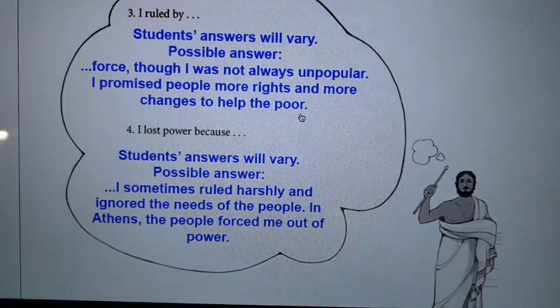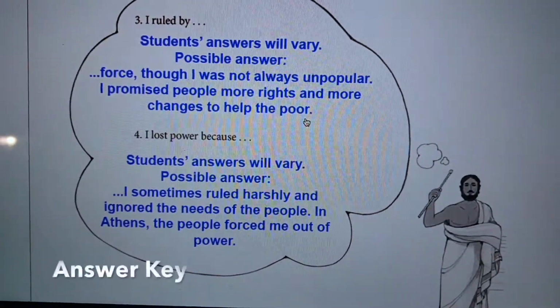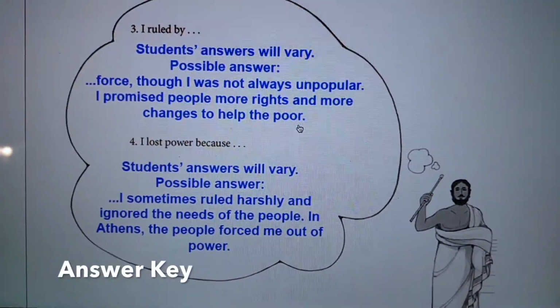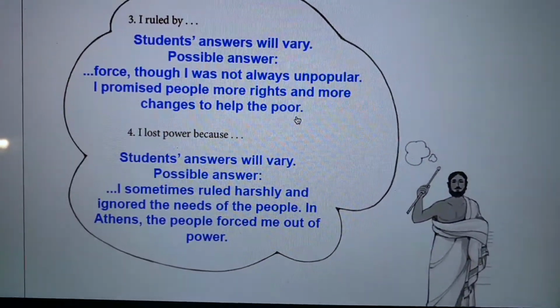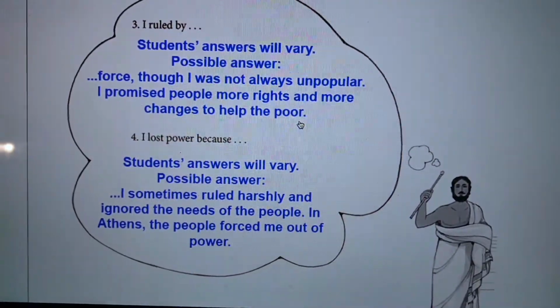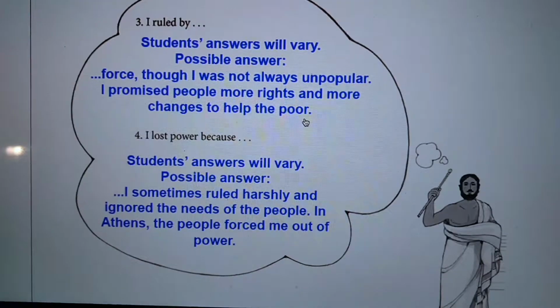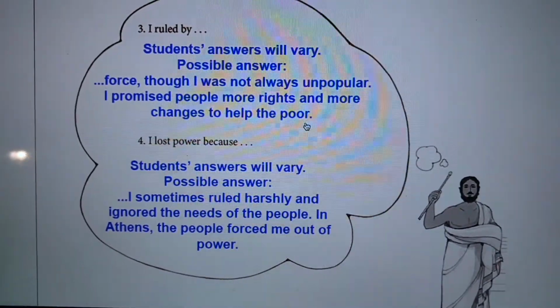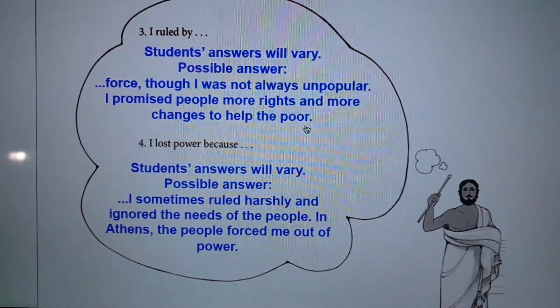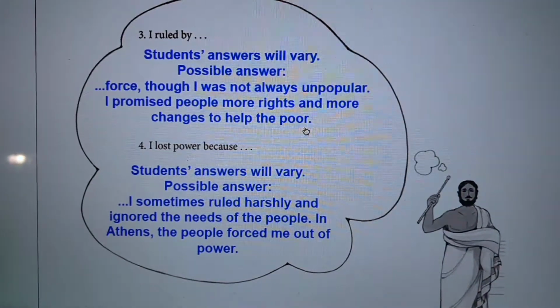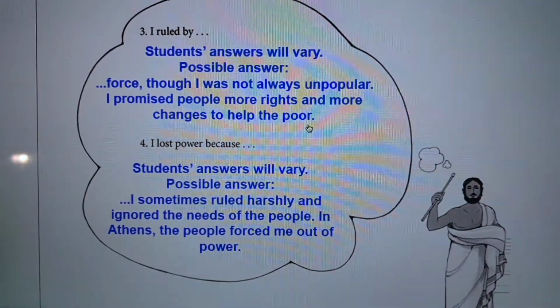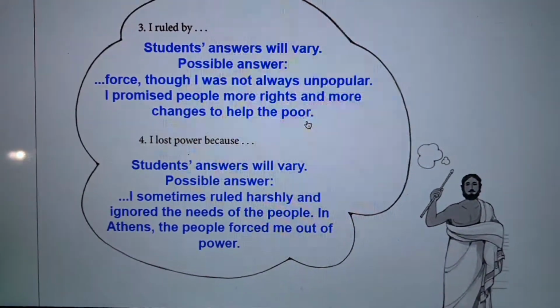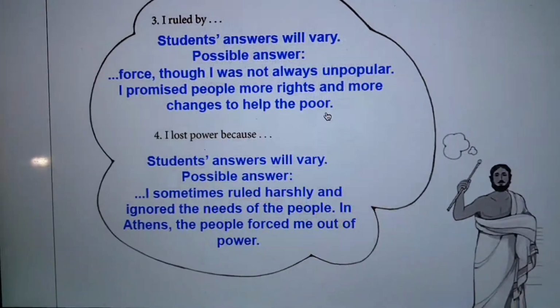Now, here's the rule by part. Student answers will vary. Possible answers: force. Force was always something that a tyrant ruled by. They ruled because they had the most power. They were the military leader. They usually had a military or an army back them up. So they always had some type of force to back them up. They were never a single man that people followed just because they were voted in.